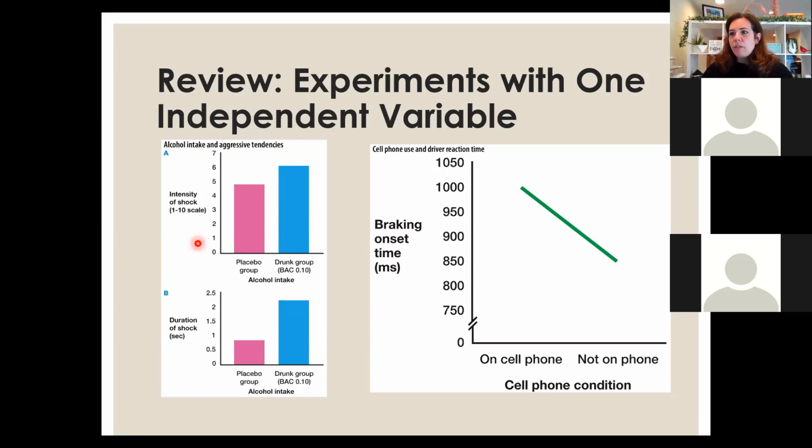So the top graph right here shows the intensity of the shock between the two groups, and the second one shows the duration of the shock. So what interpretation can you draw from those two tables or graphs?